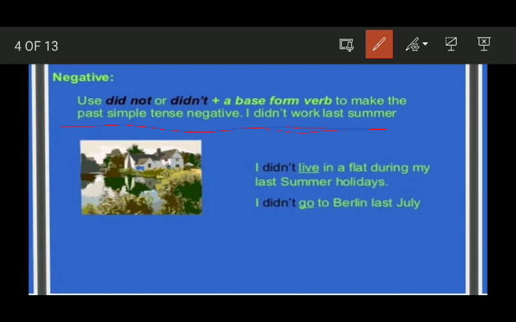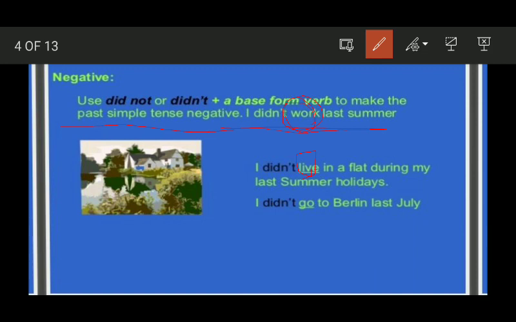Here, my dear students, you can see that I have not added ed or d to this verb because this is a negative sentence, and in the negative sentence of simple past tense we use the base form of the verb, and did not is also used. I did not live. Second example, I did not live in a flat during my last summer holidays. I did not live. Live is the base form of the verb, the actual form of the verb. There is no change.